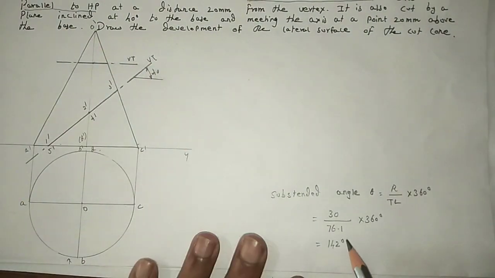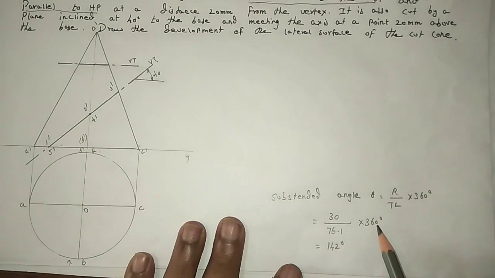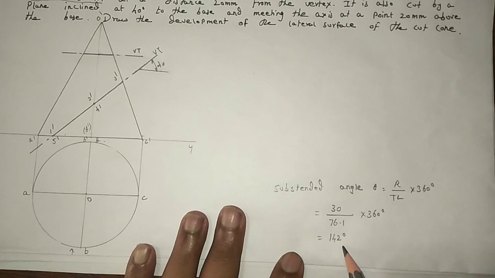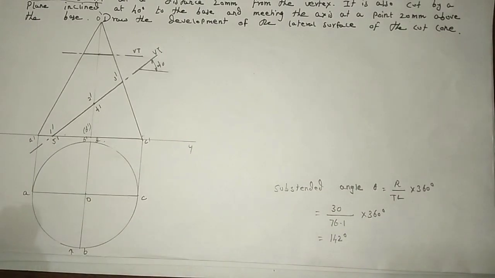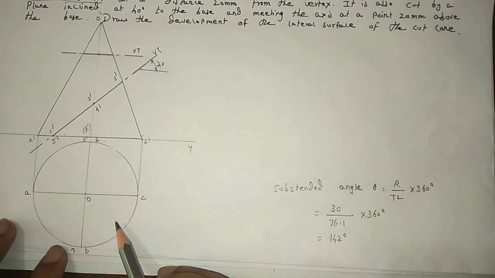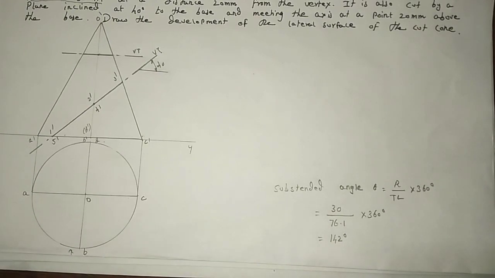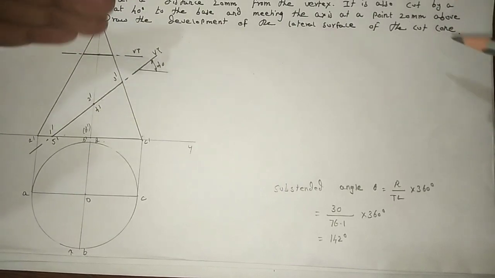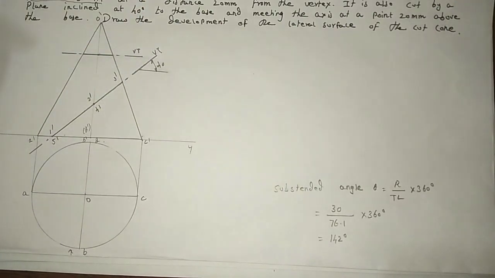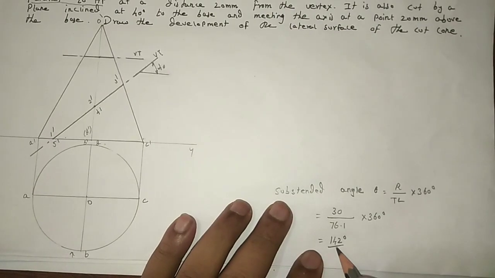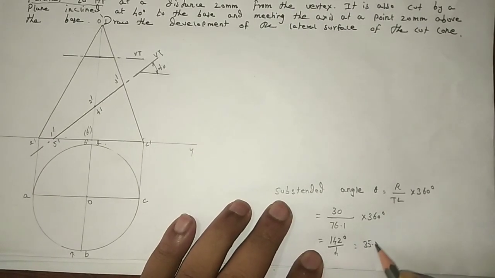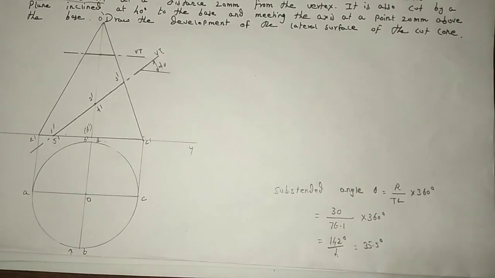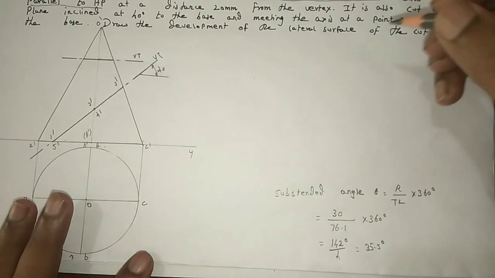The true length value is 76.1 mm, and we multiply 30 by 360 degree and divide by it. So we get 142. Here we divide this circle into 4 equal parts, so that the development of surface for the cone is also made into 4 equal parts. So 142 divided by 4, we get around 35.5 degree. Now we are going to draw the development of this cone.